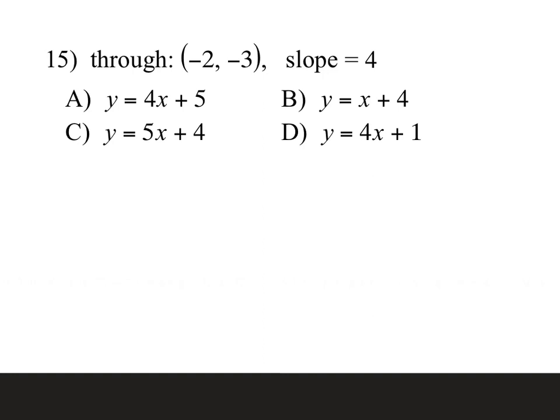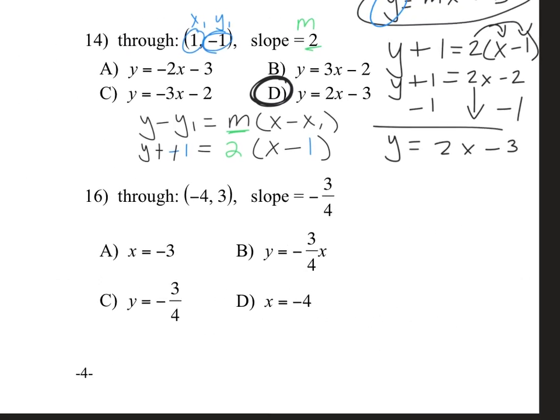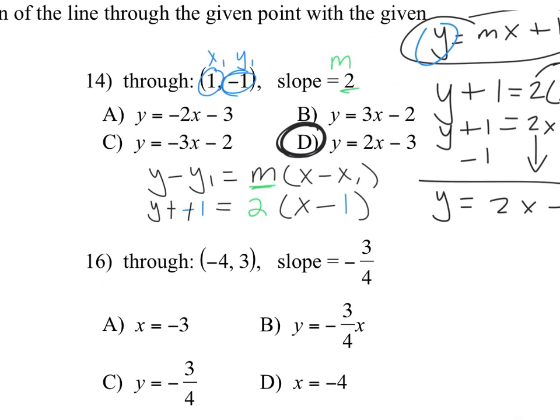One thing that I should have pointed out in the previous example, I'm hoping you paused the video and tried it out yourself, but one good strategy to use is that if the slope is 2 and you're dealing with multiple choice, there was really only one correct answer for number 14 because all the rest of them had the wrong slope.